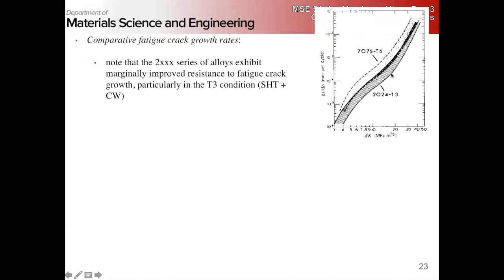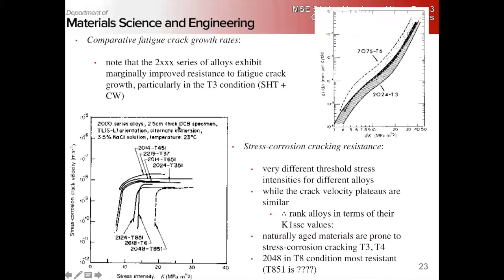2024, the 2000 series alloys generally have better resistance in fatigue than the 7000 series, particularly in this T3 condition, where it's solution heat treatment and cold work. However, they don't do so great in stress corrosion cracking.